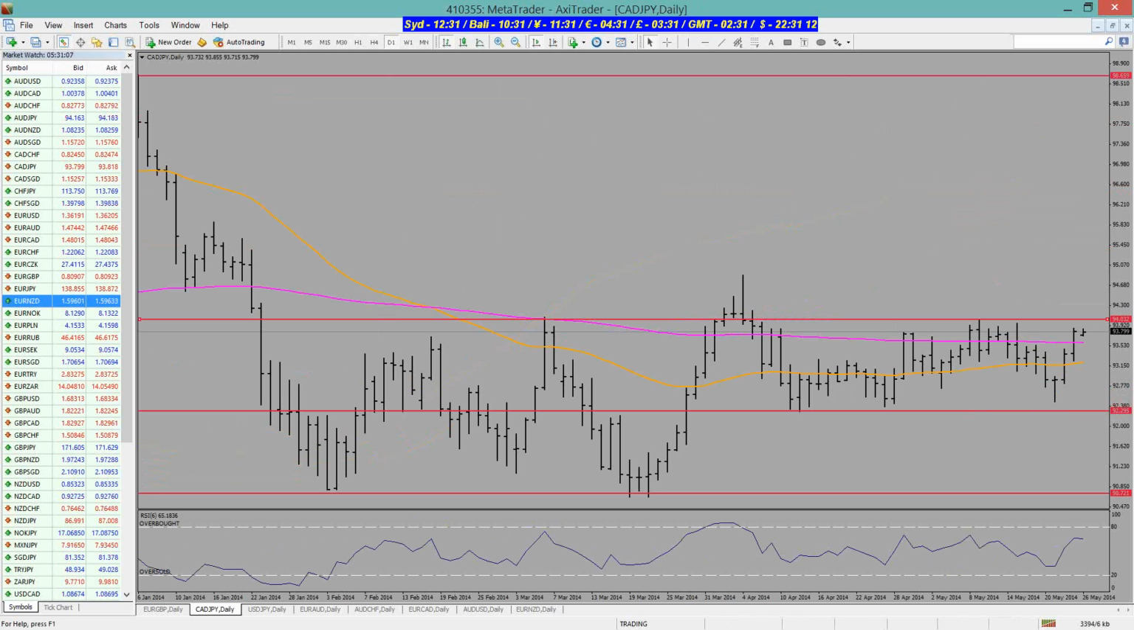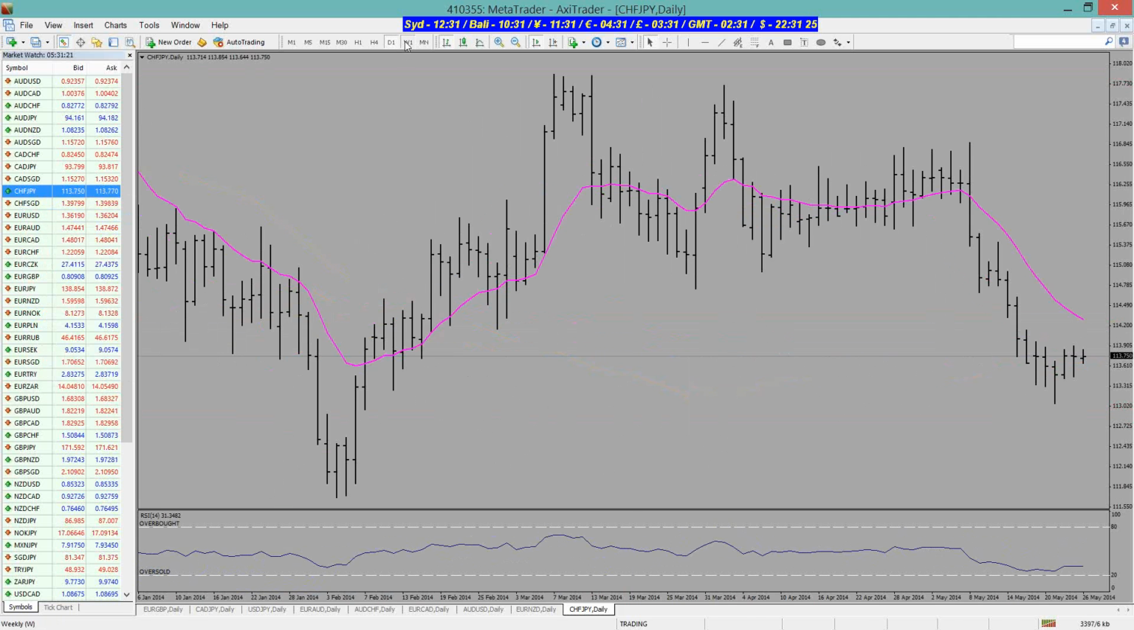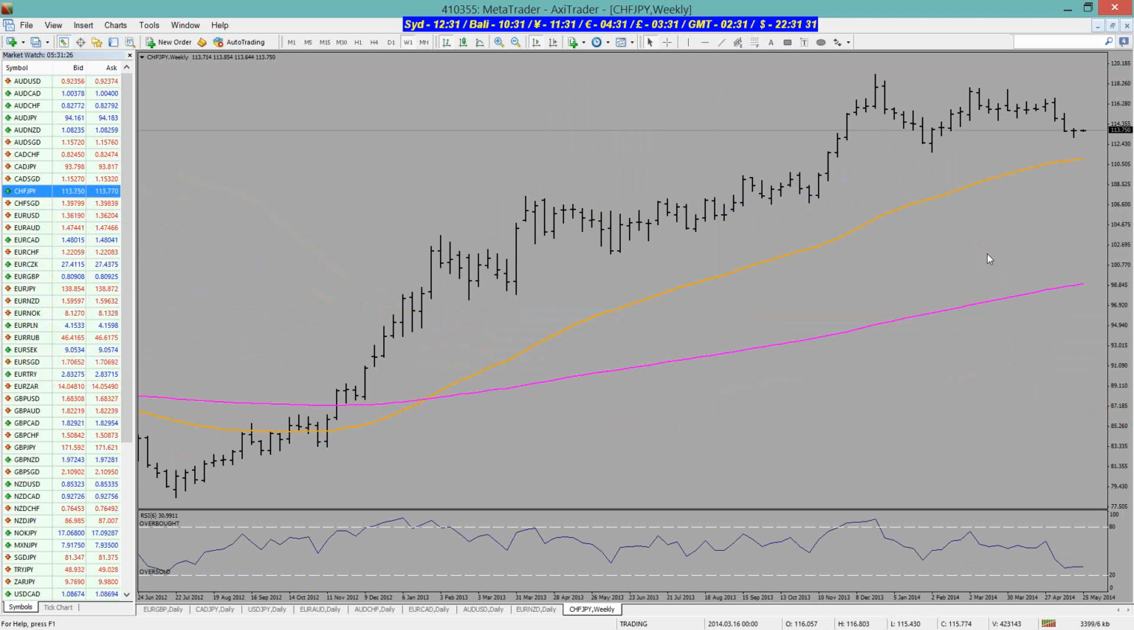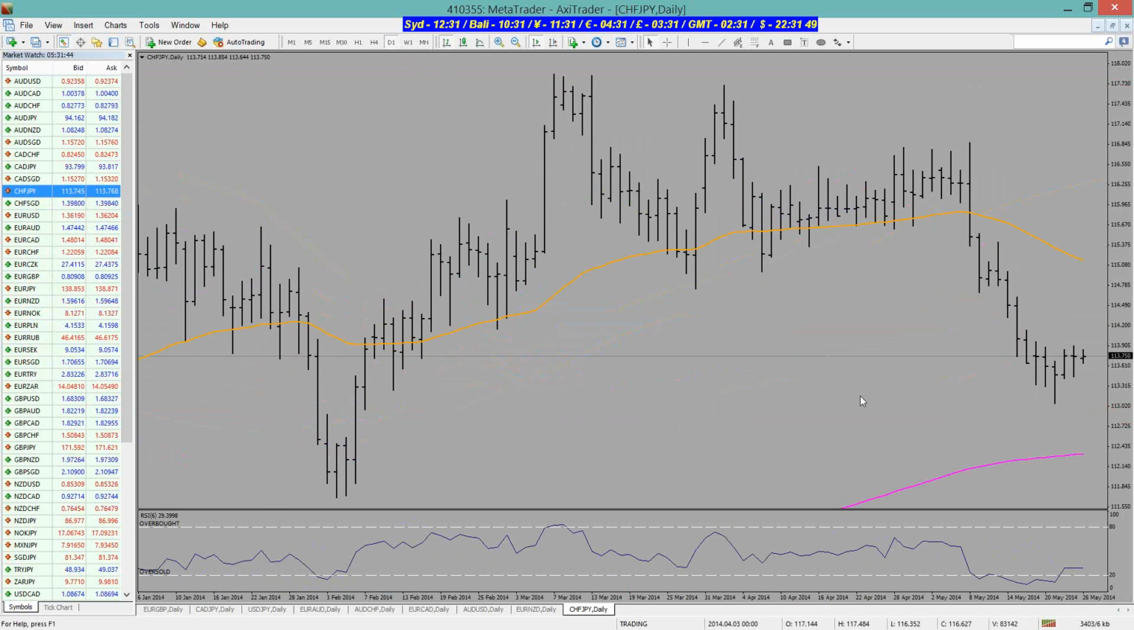Swiss yen. Weekly is a beautiful low test, but I can't get the prop checklist to justify a daily entry. Am I trying to force it? To me, I'd say there's probably still some more selling left in this if you're just looking at it on the weekly.